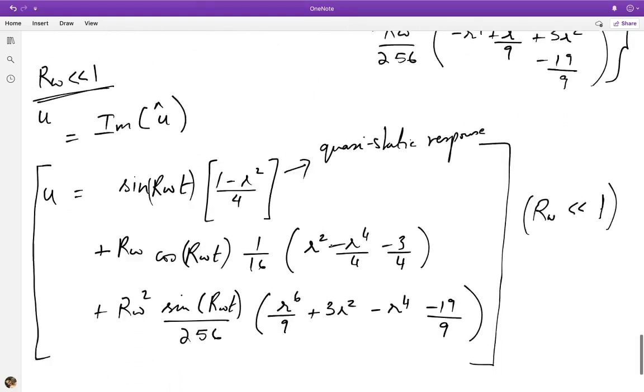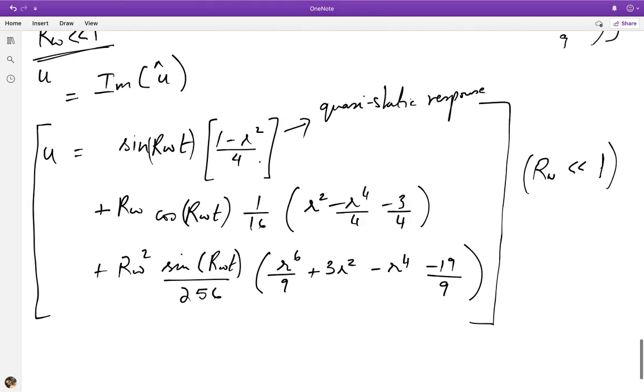So of course you could have got this first term of the solution just by setting r omega equal to 0 in the appropriately scaled problem. This is the sort of thing we did earlier in our scaling analysis. But now by using perturbation methods on that scaled problem, we see that we don't just stop here, but we can get corrections to the quasi-static response for finite values of r omega, albeit small values.